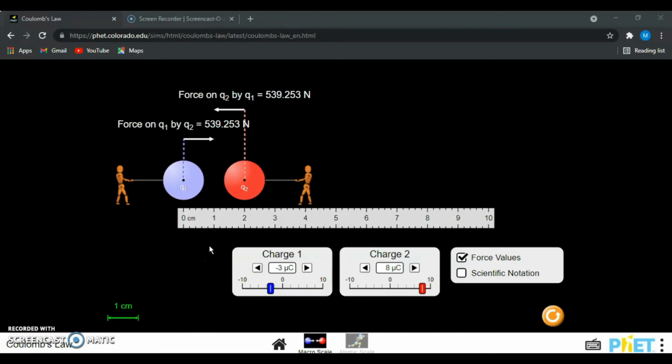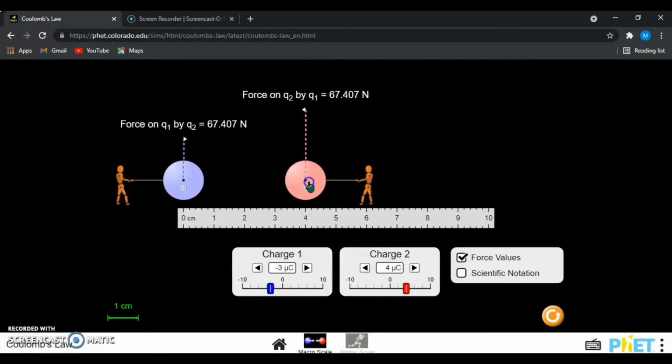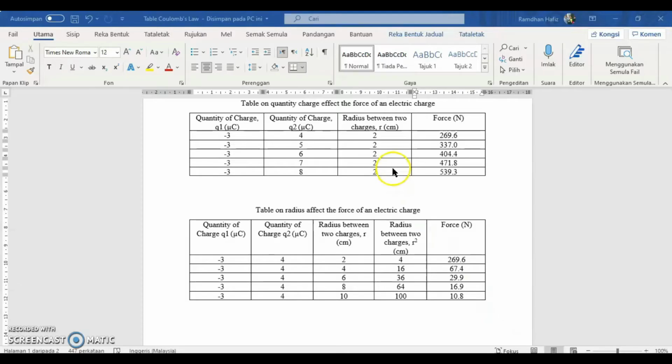Right now, we want to collect data on how the radius between two charges affects the force of electric charge. This time, we change the radius between two charges, while the quantities of the two charges, Q1 and Q2, remain constant. Q1 is set at -3 microcoulomb, while Q2 is set at 4 microcoulomb. We can observe that the force produced at 2 cm is 269.6. If we move further, at 4 cm, the force produced is 67.4 newton. This shows that as the radius increases, the force produced decreases. And this is the data collection that we did from the simulation.